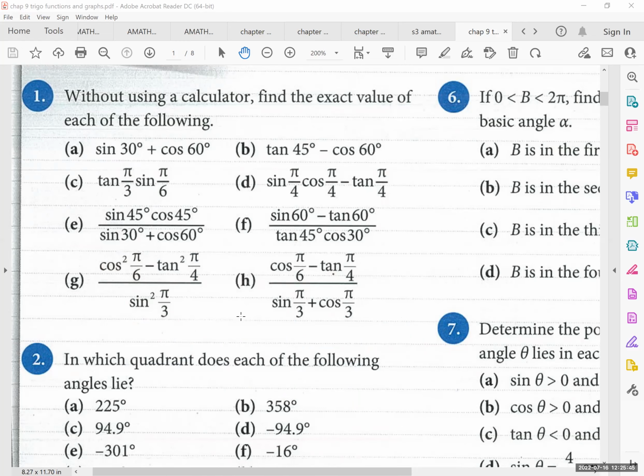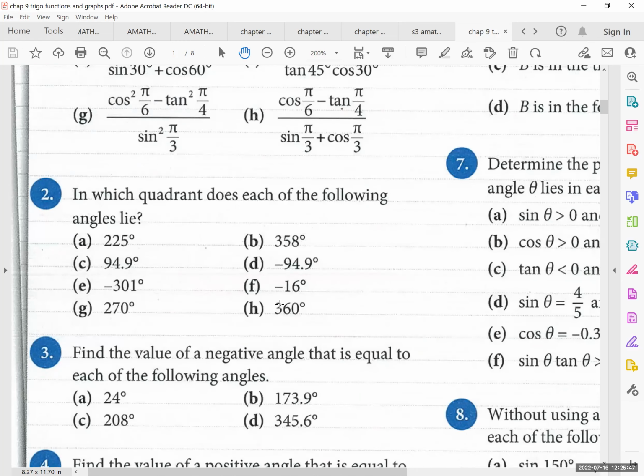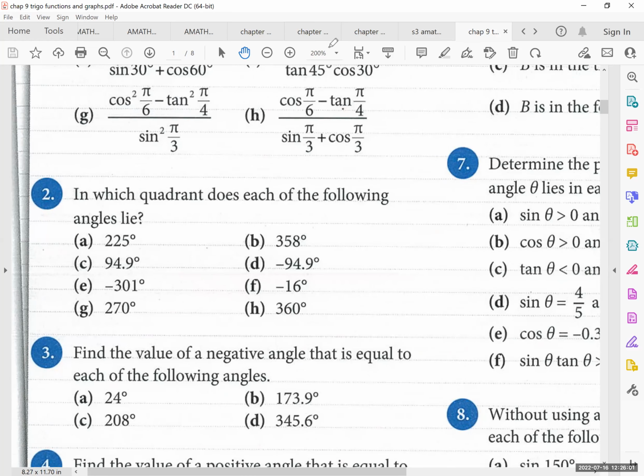But for 2G and 2H, which quadrant does it lie in? It's not in any quadrant, because it's on the line. The word is 'in', but this is 'on'. How do you know? Because of 90, 180, 270. It's a safe option to just put that it's not inside anything. So it's not in any quadrant, because it's not in, it's on. This one is a tricky one.